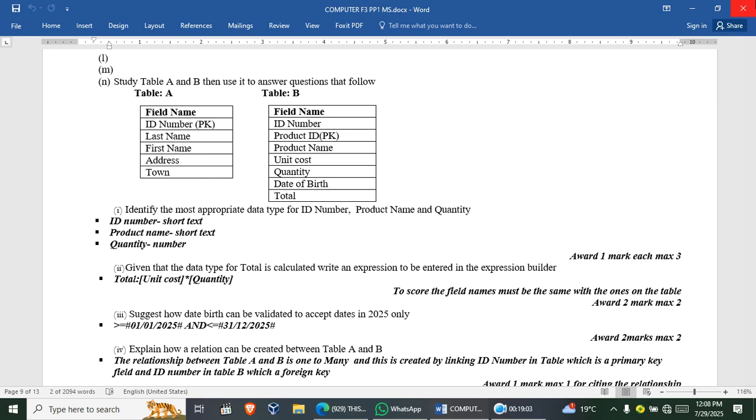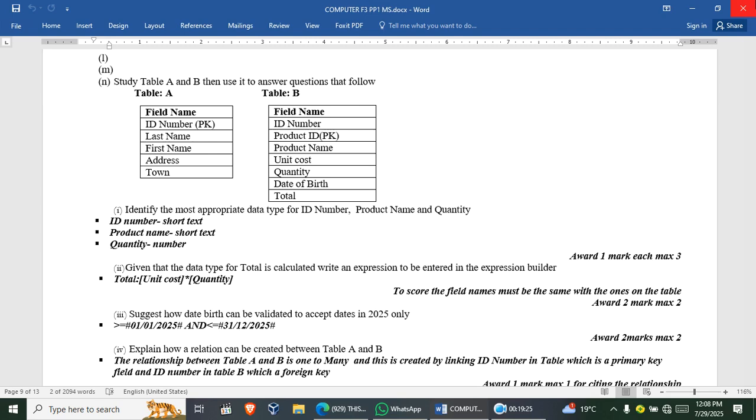Then we have the child table B. So the first table is the parent table, and the second table is the child table, or table B, which has ID number. Product ID is the primary key, but you can see the ID number here is repeated. In this case, it is called the foreign key. Then you have the unit cost, quantity, date of birth, and total.